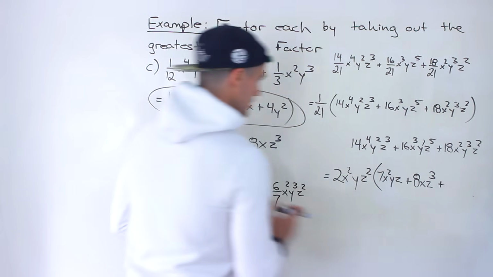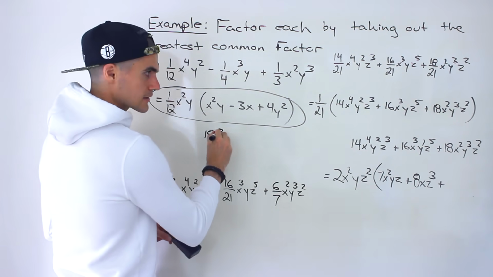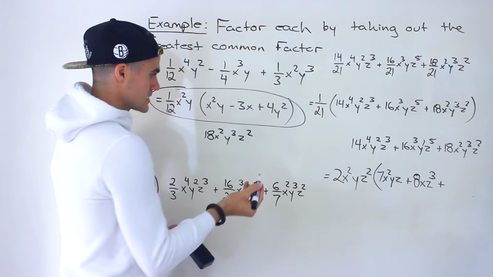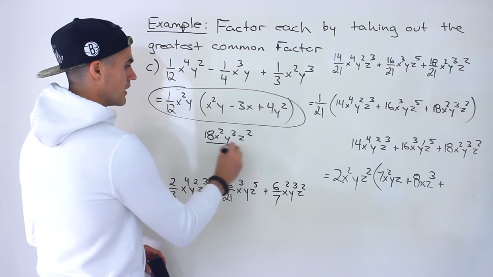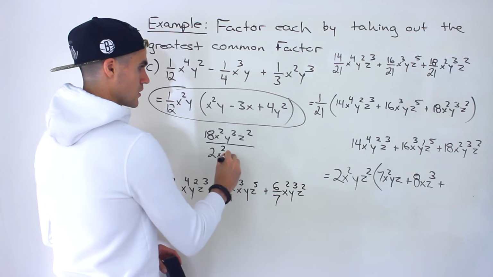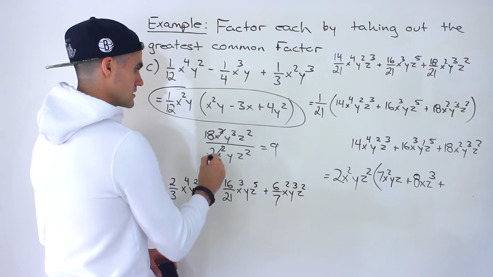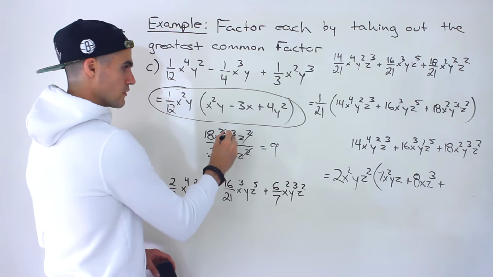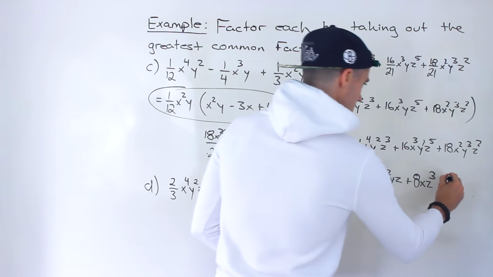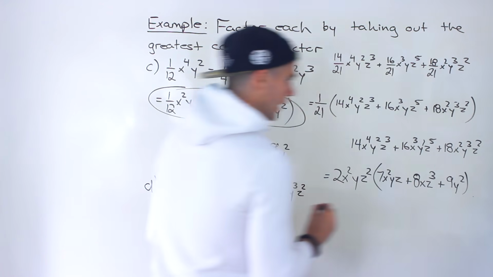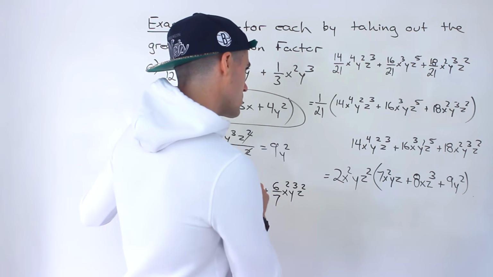And then finally we have plus, what's the last one going to be? We have 18x squared y to the 3 z to the 2, like that. We've got to figure out what this is divided by that greatest common factor of 2x squared y z to the 2. 18 divided by 2 is 9. Cancel. Cancel. Y to the 3 over y to the 1 would give us y to the 2. So over here we'd have plus 9y to the 2, like that. Okay, so that's what we have.